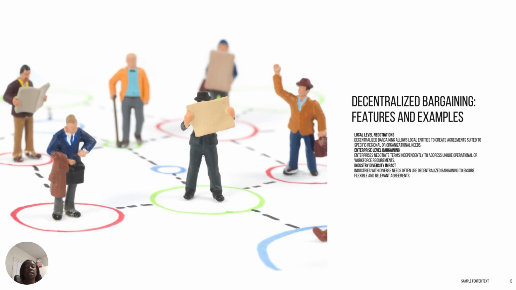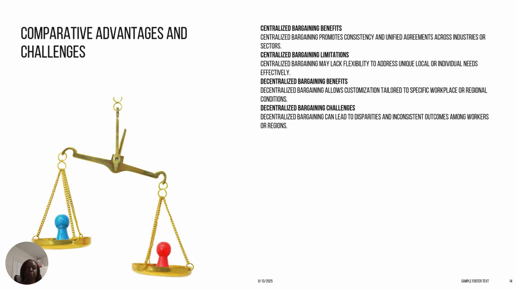Decentralized bargaining features and examples. Decentralized bargaining happens at enterprise or local levels, allowing tailored agreements. This is common in industries or regions with diverse organizational needs. Comparative advantages and challenges: centralized bargaining promotes consistency but may lack flexibility. Decentralized bargaining allows customization but can create disparities. Balancing these is key for effective industrial relations.